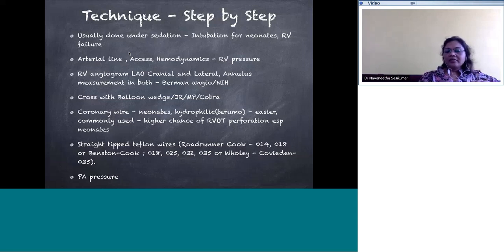And the wires which are generally used for crossing in neonates, most of the operators prefer a coronary wire. A hydrophilic Terumo wire is very commonly used. It is easier to cross with this wire, but you should note that there is a higher chance of RVOT perforation, especially in neonates with the hydrophilic wires. Straight tip Teflon wires can be used. Some of them are the Cook's Roadrunner, or Cook has a variety of wires which are Teflon and straight tip, which you can use.